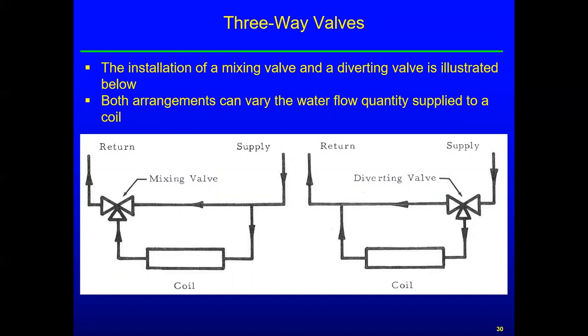So if we have it on the diverting valve side on the right, then that air could go into the coil, and it's possible it could get caught trapped in the coil and eventually could cause us problems. So between these two, I would be selecting the mixing valve, and I think that you probably should as well.